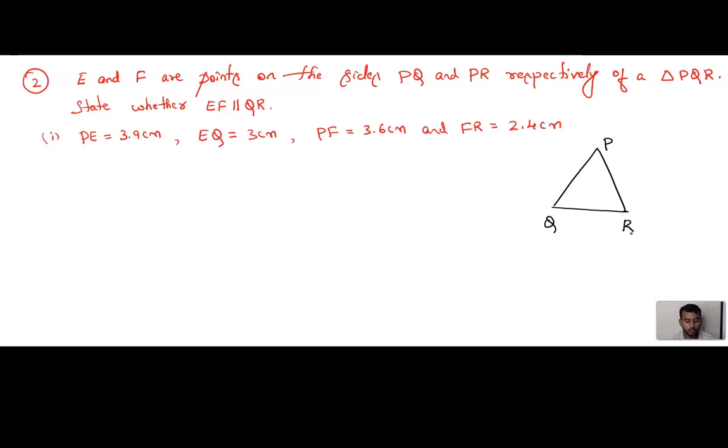Now one more line is there, which is the line EF. Now we have to prove here whether EF is parallel to QR or not. Now I am going to draw one line. Let me say this line as EF. Okay. Now in this figure, I don't know whether this EF is parallel to QR as per the given values. What are the values he has given? PE. How much is PE? 3.9 centimeter. EQ. This is 3 centimeter. PF. It is 3.6 centimeter. And FR. It is 2.4 centimeters.